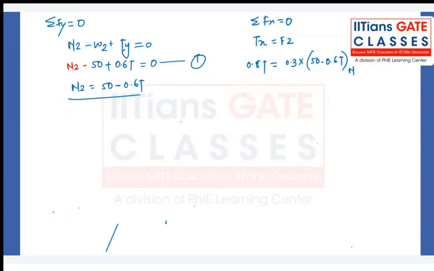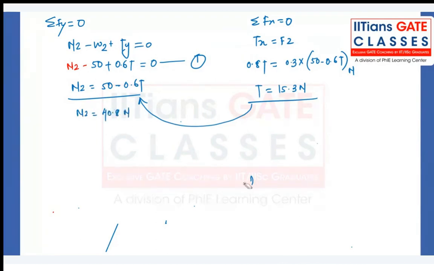If you solve this, you will get the value of tension, 15.3 Newton. And if you put it into this equation, you will get the value of N2, and that is 40.8 Newton. And if you know N2, you will get F2 as well. So that is 0.3 into N2, and that is 12.24 Newton.